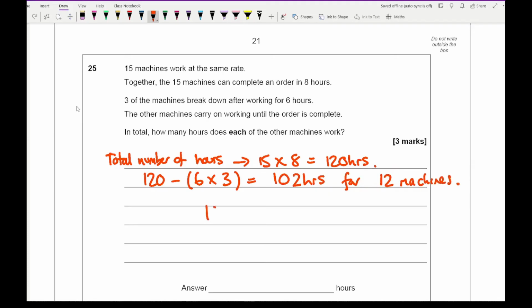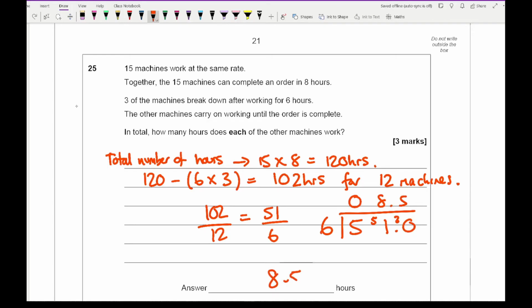So what we then do is 102 divided by 12, and we can do that a number of ways. We can simplify it, so we get 51 over 6. So then I've got 6 over 51. How many 6s go into there? That's going to be 0. Don't know why I've put a decimal point there, so let's get rid of that decimal point. Then we carry the 5, that then becomes 8, there's the 0, there's the decimal point, and then that becomes 5, so it's going to be 8.5 hours.